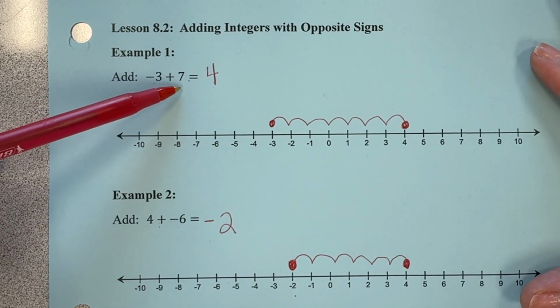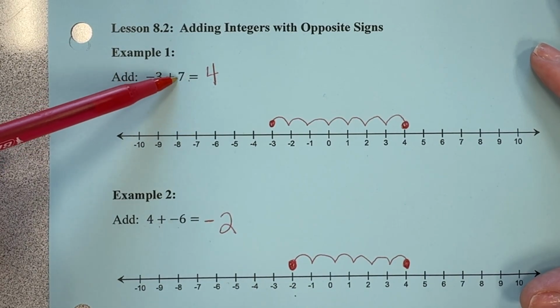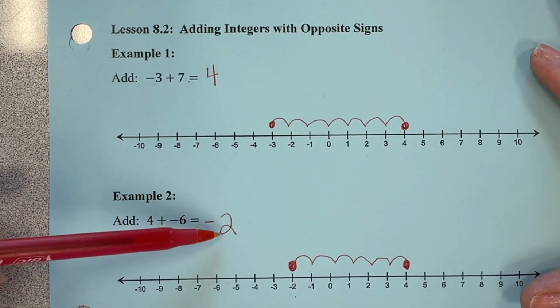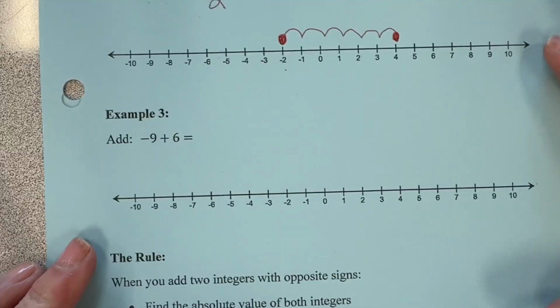And up here, your bigger number is positive. Your answer is positive. Here, the 6 is bigger, but it's negative. So negative is interesting.